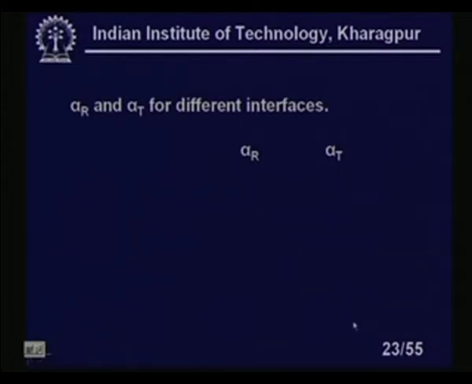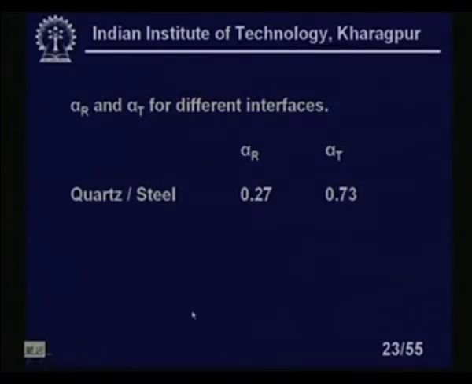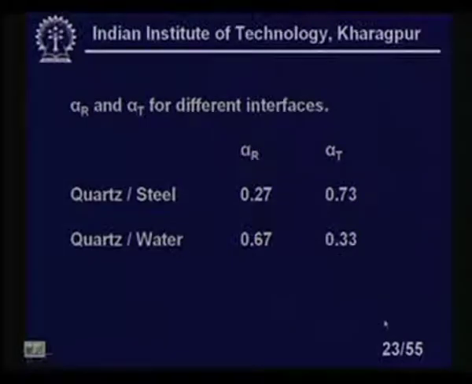Alpha R and alpha T for different interfaces. There are two interfaces of two materials, medium 1 and medium 2. Alpha R and alpha T for the different media will give you how you can interface two different media while you are transmitting the signal from medium 1 to medium 2, right. So, that is the reason alpha R and alpha T are necessary. We will take combinations of two materials, right. See quartz steel, so it is 0.27, 0.73, quartz water 0.67, 0.33, that means if you want to transmit, right.